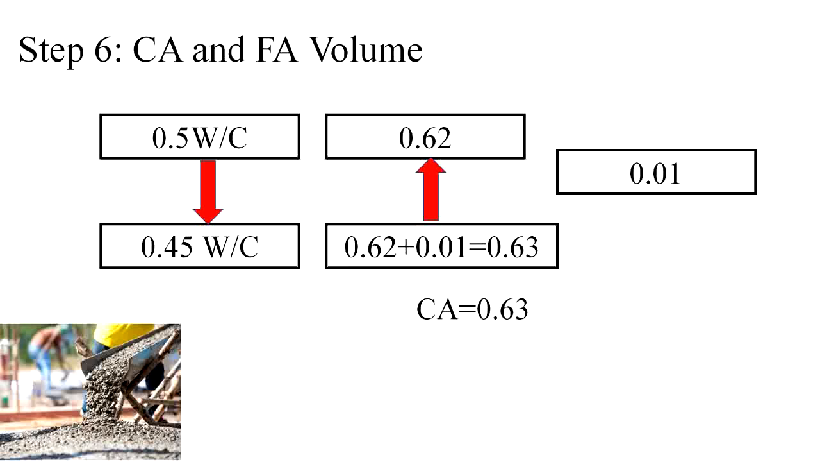We know the total volume is equal to the fine aggregate plus the coarse aggregate. We know the value of coarse aggregate. Therefore, we can find the value of fine aggregate by subtracting 1 minus 0.63, which is nothing but 0.37. That is the final fine aggregate volume.